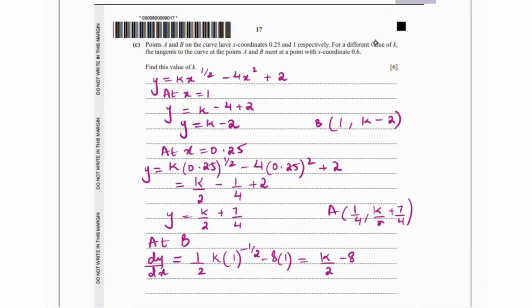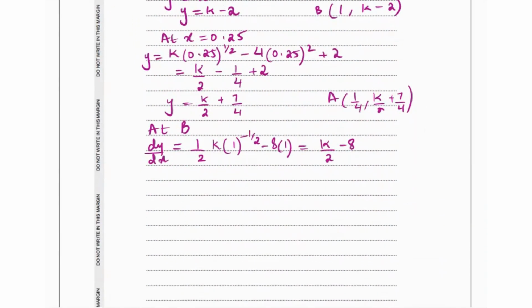As the question says, points A and B on the curve have x coordinates as given, and for a different value of k, the tangents to the curve at the points A and B meet at a point with x coordinate 0.6. So we find the gradient at A as well, and then make an equation out of the coordinates and gradient. So 1 over 2 k times 1 over 4 to the negative 1 over 2, minus 8 times 1 over 4. That gives us k minus 2.